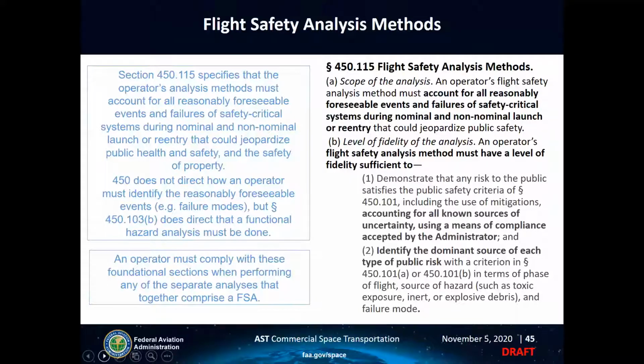So the next slide shows the regulation in 450.115 showing the scope and fidelity of the flight safety analysis. So the scope is that the flight safety analysis must account for all reasonably foreseeable events and failures of safety critical systems during nominal and non-nominal launch or reentry that could jeopardize public safety. So 450 does not direct how an operator must identify reasonably foreseeable events or failure modes. But 103B does direct that a functional hazard analysis must be done.